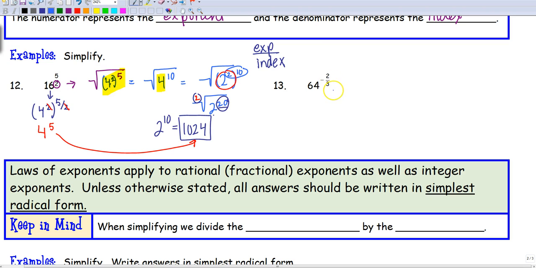64 to the negative 2/3. We are going to skip this. We will come back to something like this tomorrow.